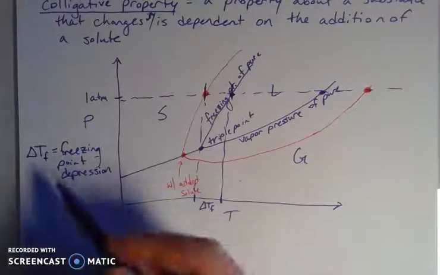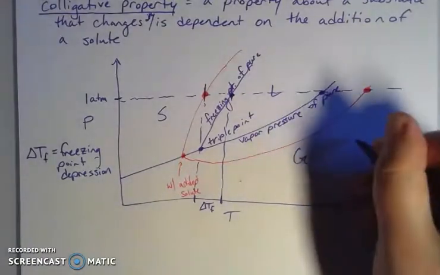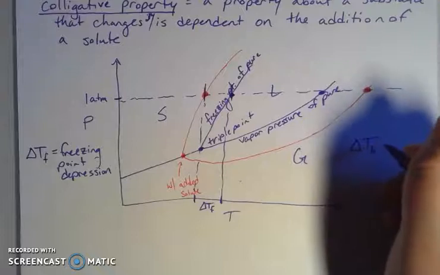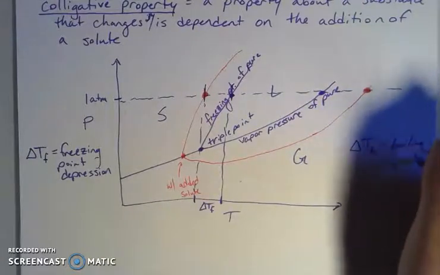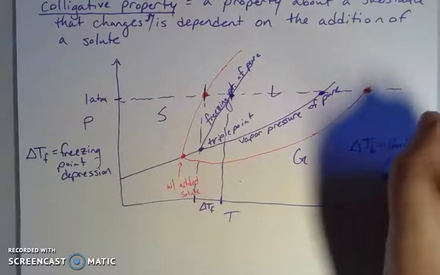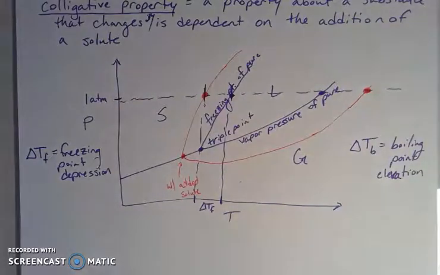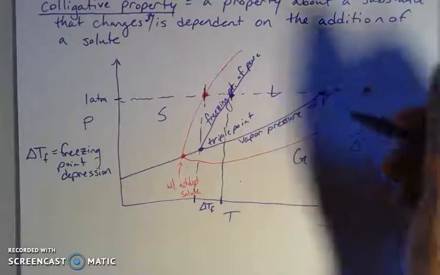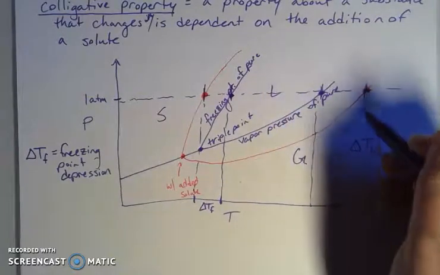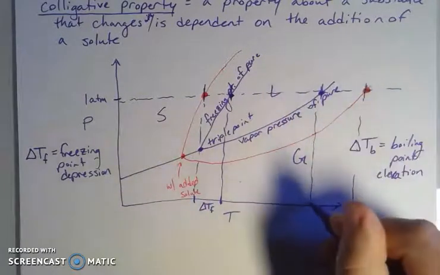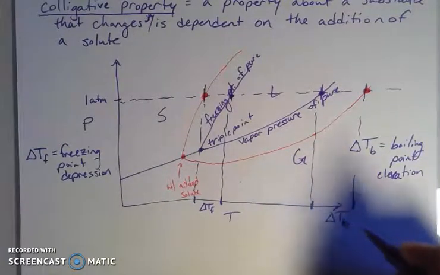Okay. Now if I look at this other piece over here, so now I'm talking about a boiling point, this temperature is going to go up. So this is called boiling point elevation. And so again, if we're looking at the difference in the two points here, and we extend this down to our temperature axis, then this difference in the temperatures is going to be the boiling point elevation.